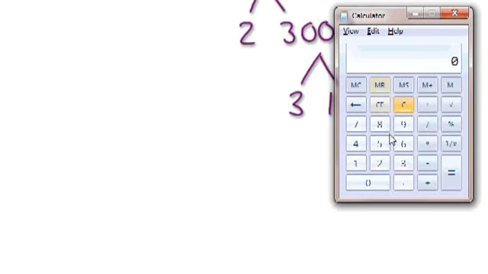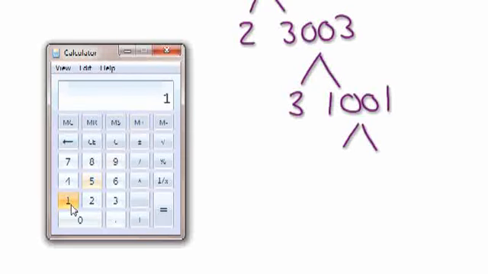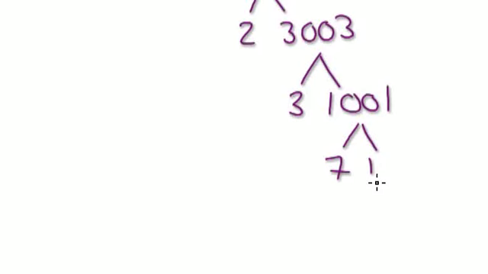So 1, 0, 0, 1 divided by 3. If it doesn't work, then we will try 7. It doesn't work. So let's try it with 7. 1, 0, 0, 1 divided by 7 equals. Yeah, that works. So we can visualize 1, 0, 0, 1 as 7 times 1, 4, 3.